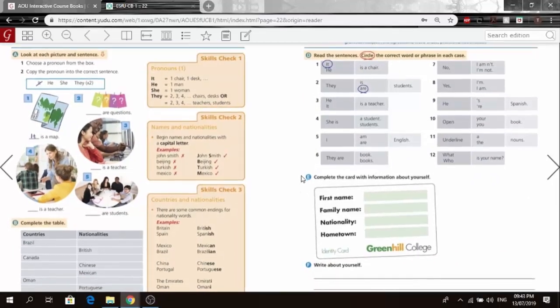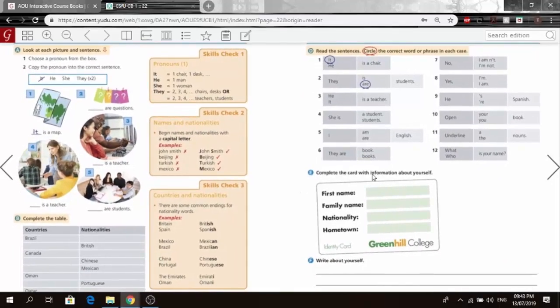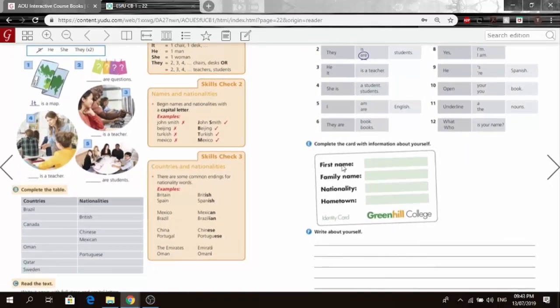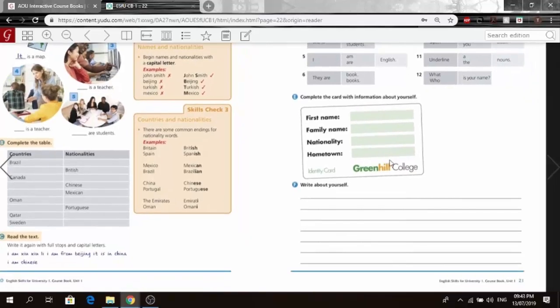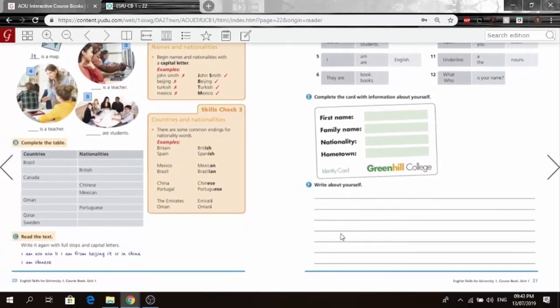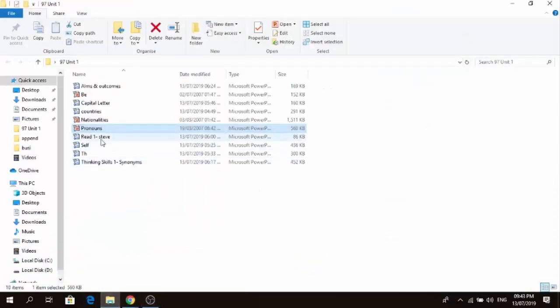Moving on to exercise number E. Complete the card with information about yourself. This should be pretty straightforward, so just write your first name down, family name, nationality, and hometown. So for me, first name would be Ahmed, family name would be Abdul Jalil, nationality would be Egyptian, and hometown would be Cairo. Okay? So now he wants us to write a little bit about ourselves, and I have something perfect for this.